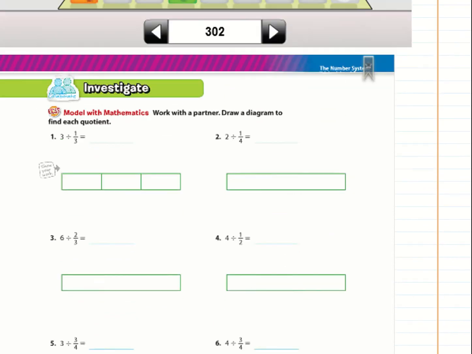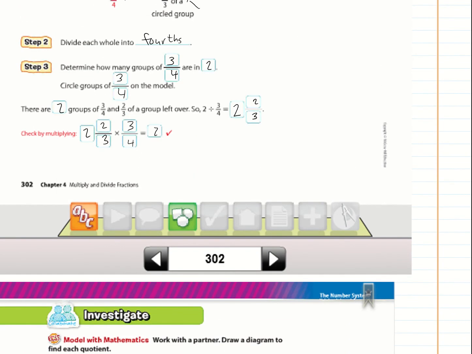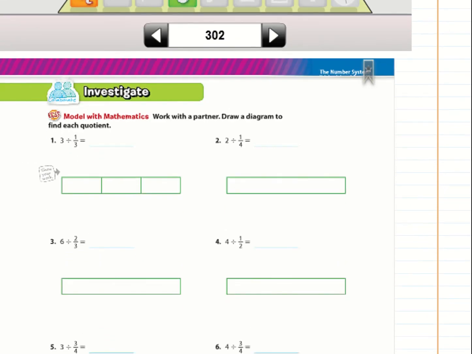But that is the end of the notes. So we'll be working on dividing whole numbers by fractions, the same thing with tomorrow.